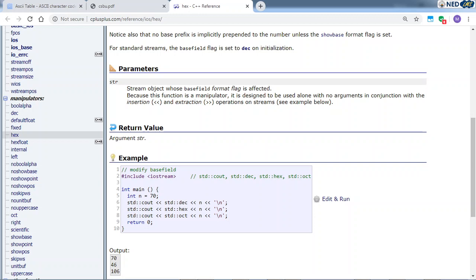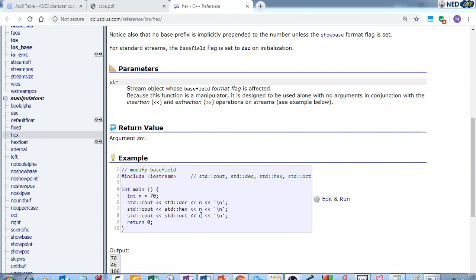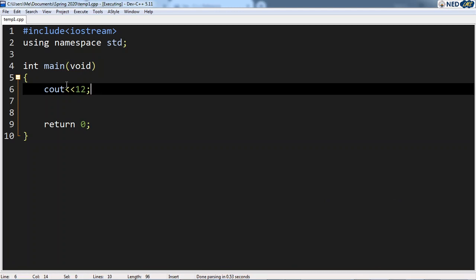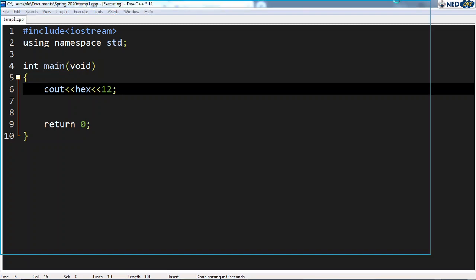12 in hex is. So what I need to do is I do not need to write std again and again, because I'm already using the standard namespace. So it's understood that all of these initializers, variables and object identifiers belong to the standard namespace, so I do not need to write std again and again. So what I'm going to do is write hex. I need to convert this 12 into hex, and then put that in the output using the cout object. So let's recompile this thing and see what we get.